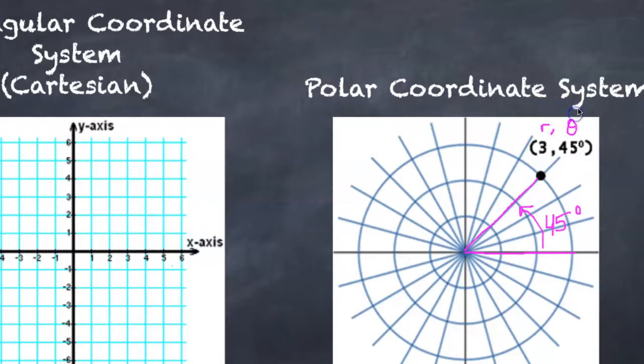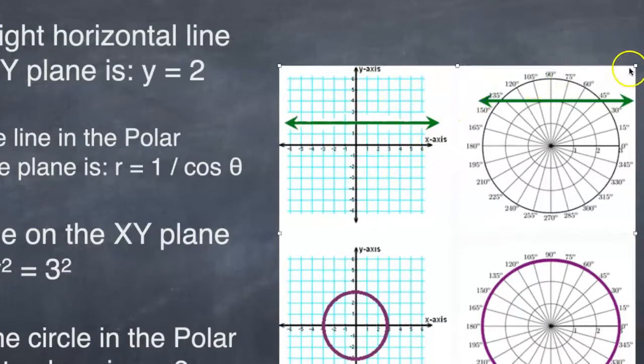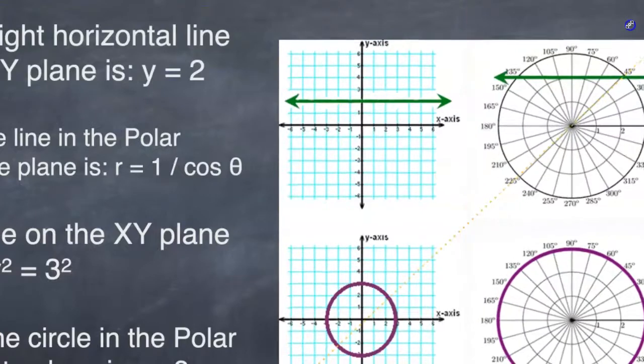The r is the radius, so that would be how many circles you go from the center. So one circle has a radius of 1, 2 circles has a radius of 2, and 3 circles has a radius of 3, and that's how you get that point right there. So this is just a quick overview here of the polar coordinates versus rectangular system.